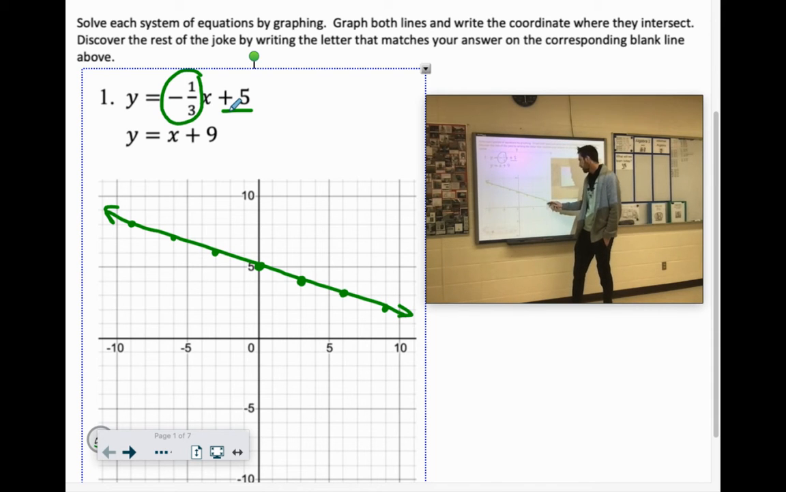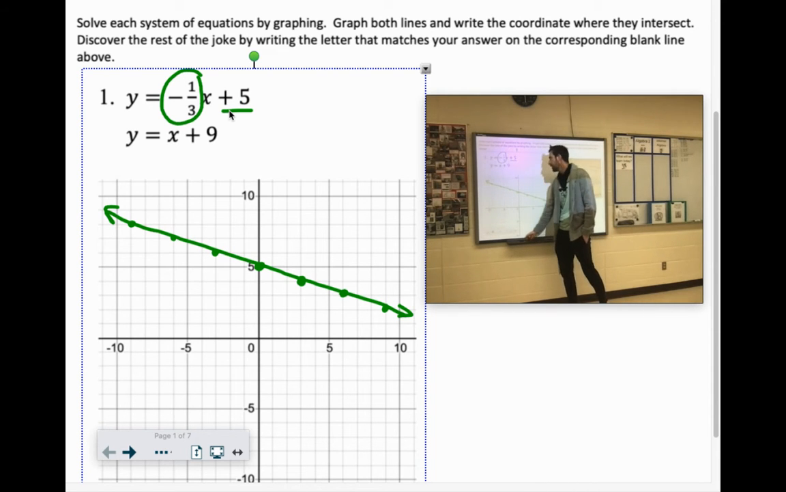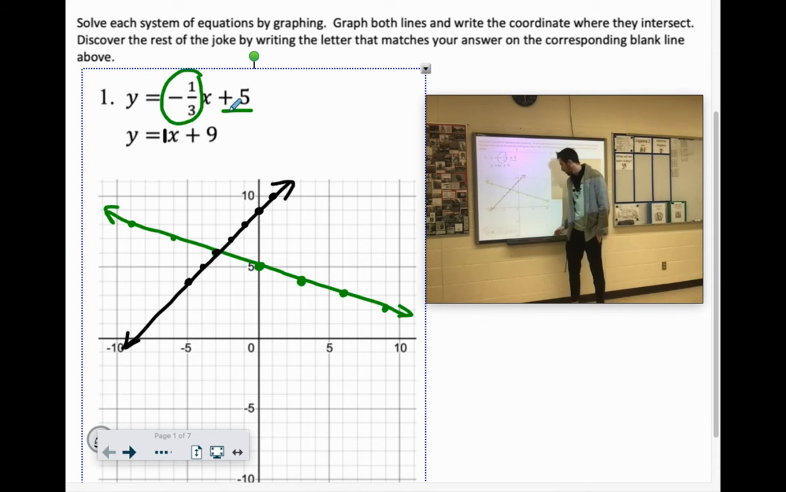Okay. Then we're going to graph y equals x plus 9. So that y-intercept is positive 9. And there's an invisible 1 in front of there. So from that dot, you could go up 1, right 1. If you wanted to go backwards, you can go down 1, left 1, repeating. So that's going to be where they cross. Which is what we're looking for.